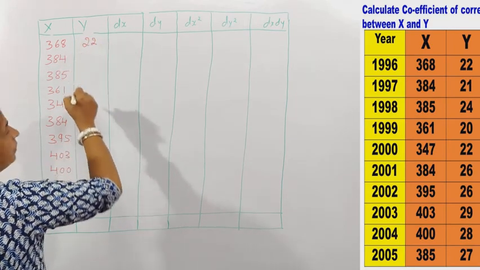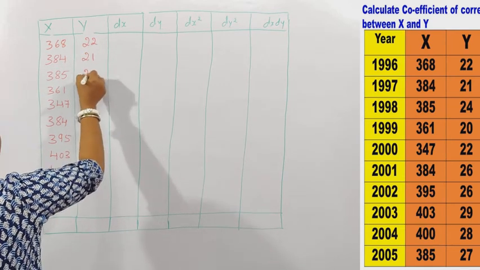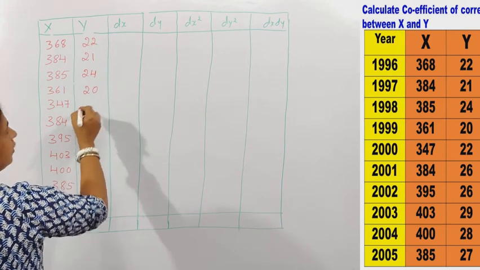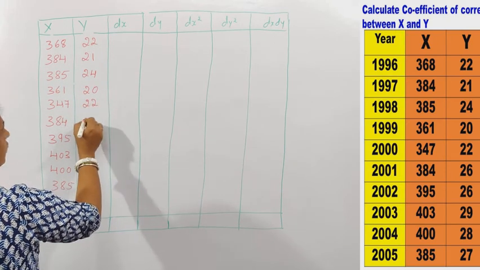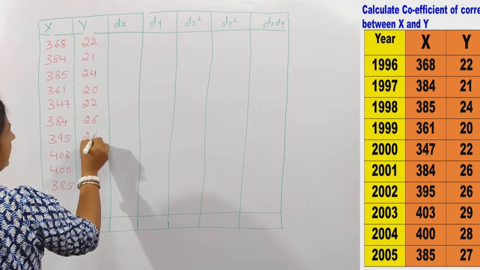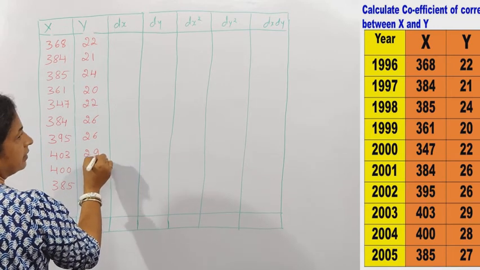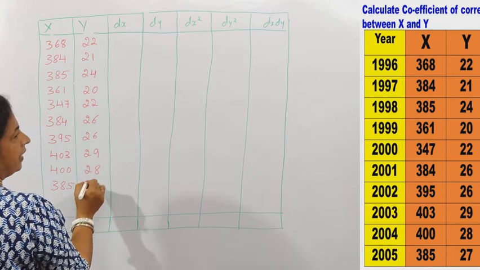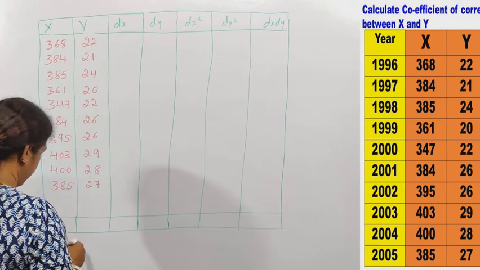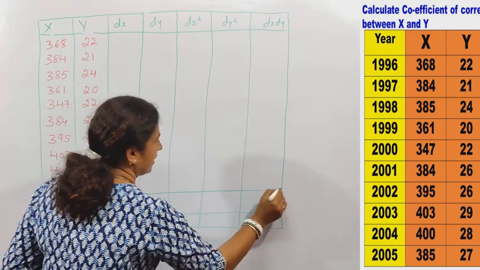Next, the y values: 22, 21, 24, 20, 22, 26, again 26, 29, 28, last one is 27. Okay, these are the values of x and y.